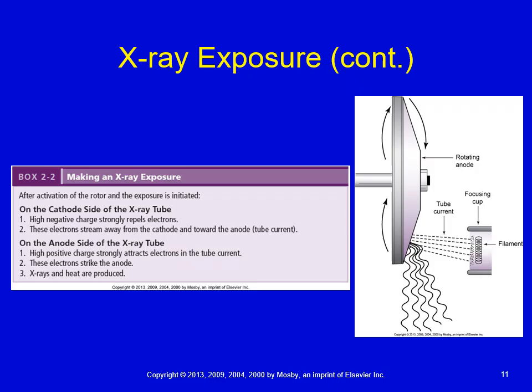On the anode side, since it now has that positive charge based on the fact that we pushed the exposure button, it is now the target of interaction for those electrons that are flying across. As they interact with the anode, that is where X-rays will at that point be produced for the patient's exam. X-rays and also heat. 1% will be X-rays, whether it's bremsstrahlung or characteristic, and about 99% will be heat.